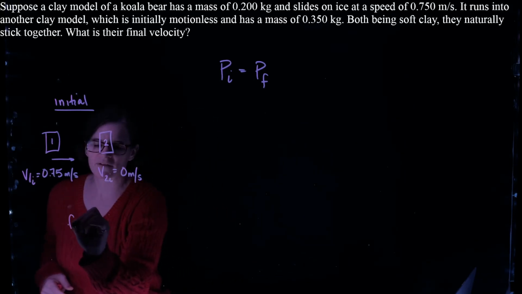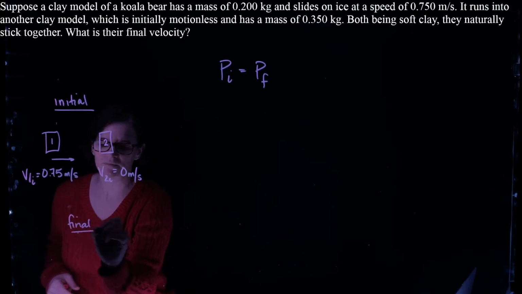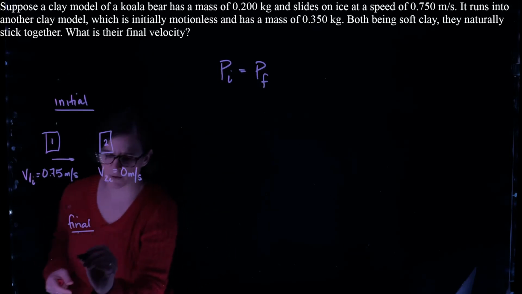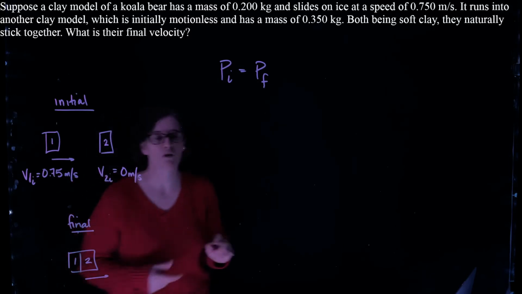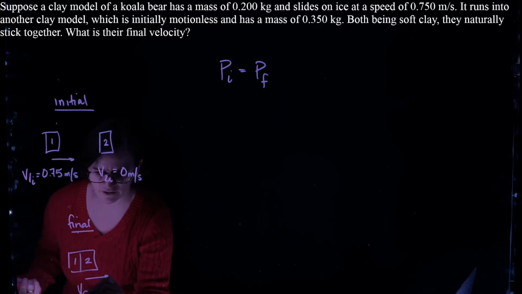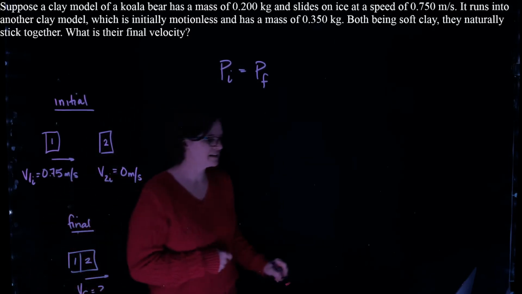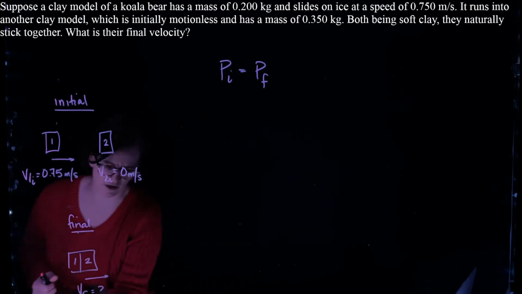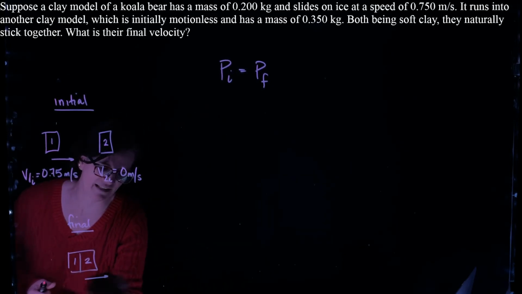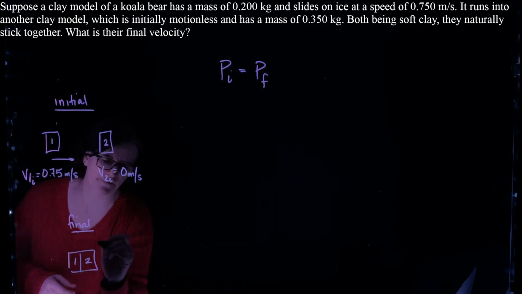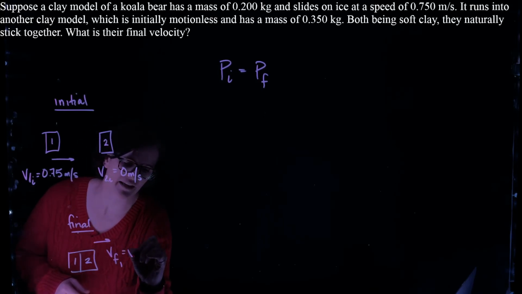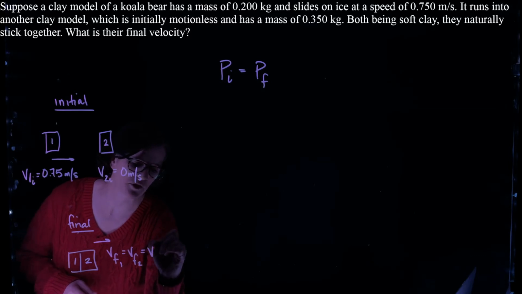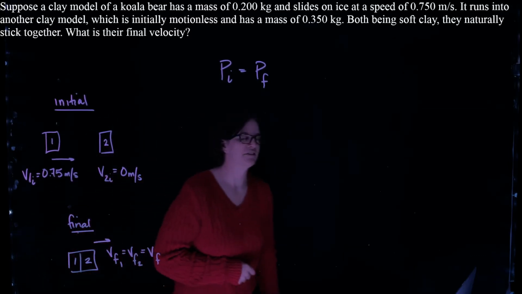Well, what about the final? Our final situation is these two have stuck together, and they're going to move off at some final velocity. Because they are stuck together, they're both moving. 1 and 2 are the same, so we're just going to call that V final.